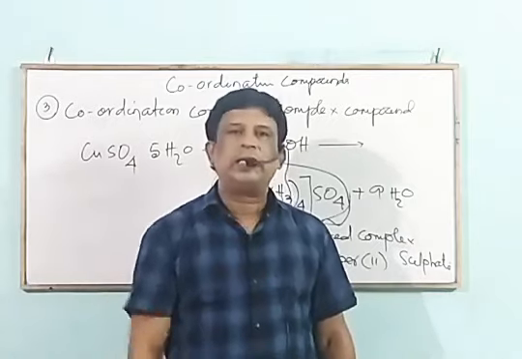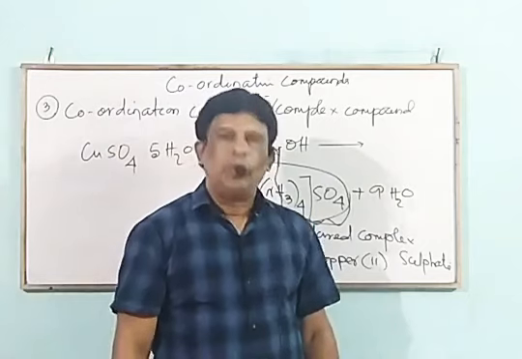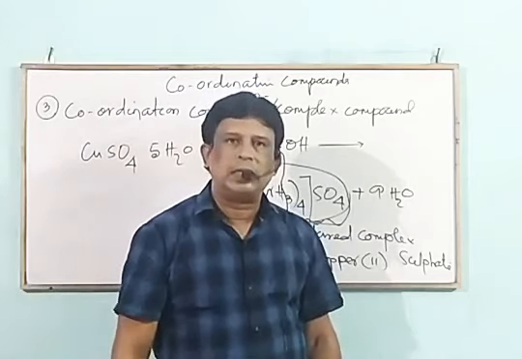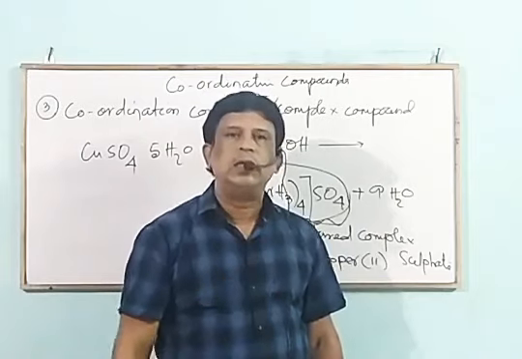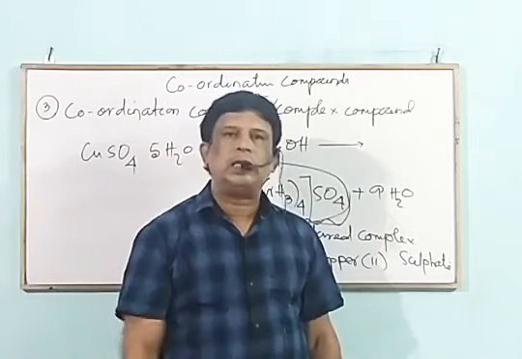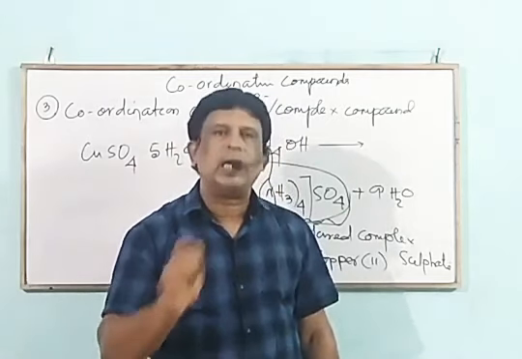And the most important thing is that the central metal atom in the complex salt possesses two types of valency. One is known as the normal valency or primary valency. One is known as the secondary valency.